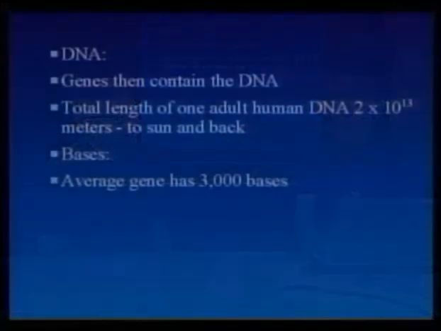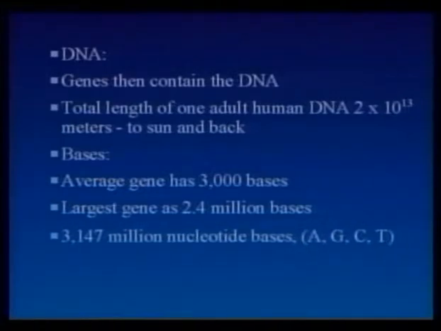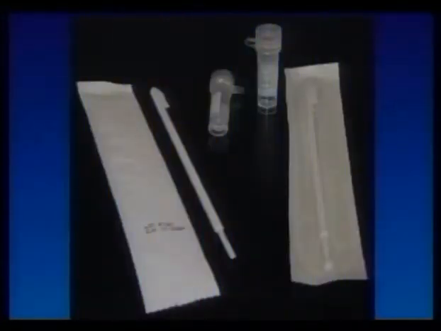Now, there are bases, and the average gene has 3,000 bases. The largest gene has over 2 million bases, and there are 3,147 million nucleotide bases. 3 billion, over 3 billion, yeah. These little tiny things. Now, do you want to explain what you had to do when you were tested?